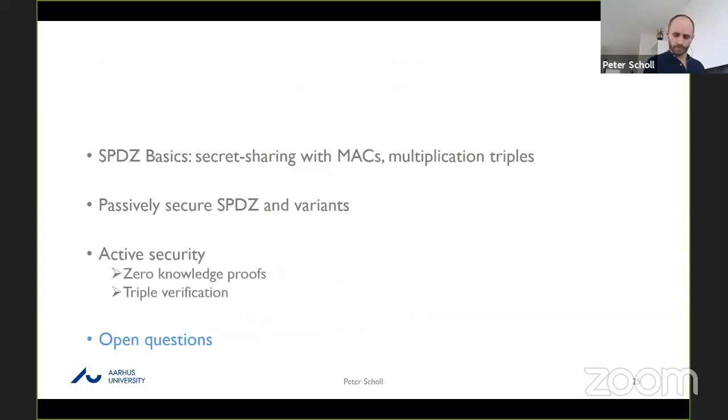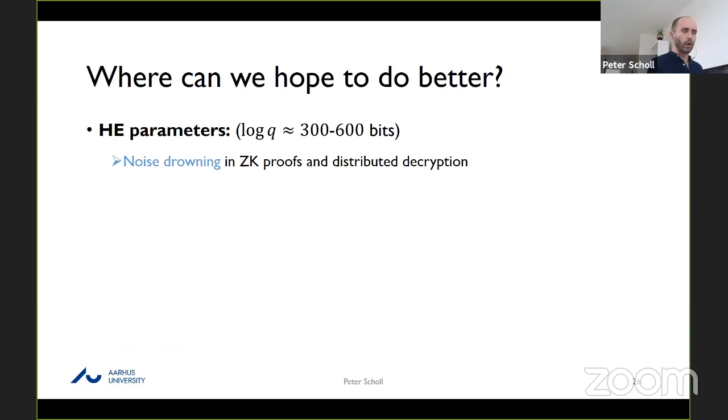Okay, so now I plan to move on to some open questions and possible directions, unless there are any more questions about the protocol. Okay, great. So before moving on to the concrete directions I've been thinking about, I just want to say, okay, what are the areas we can hope to actually do better in this protocol?